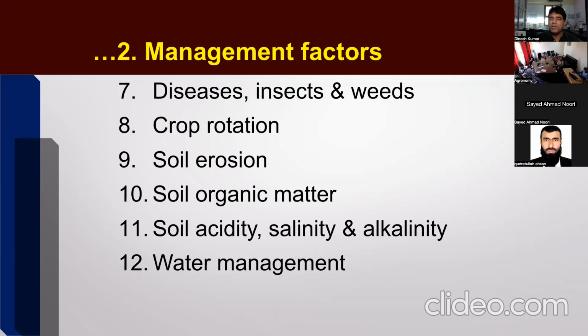Soil erosion reduces the growth. Organic matter levels are important. Generally, if you have better organic matter levels in the soil, increased organic matter level increases physical, chemical, and biological properties of the soil. Hence, it will improve the growth of the crop. Soil-related problems, salinity, alkalinity, they reduce the growth.